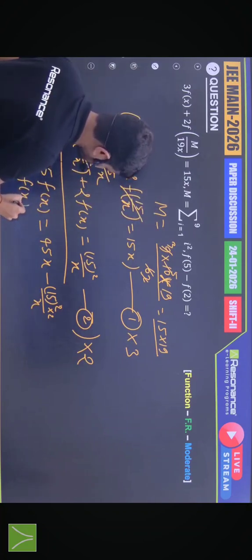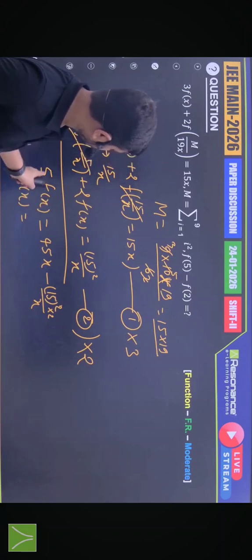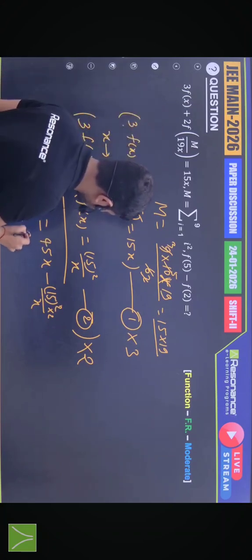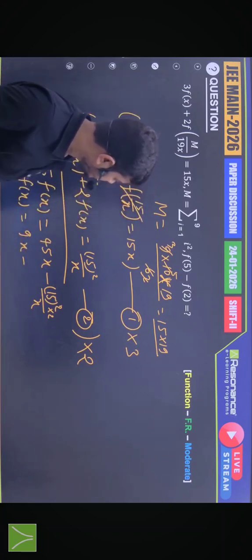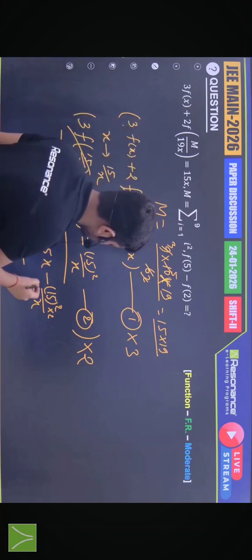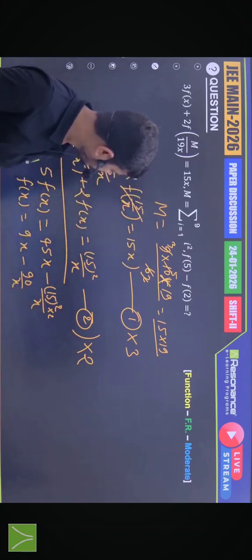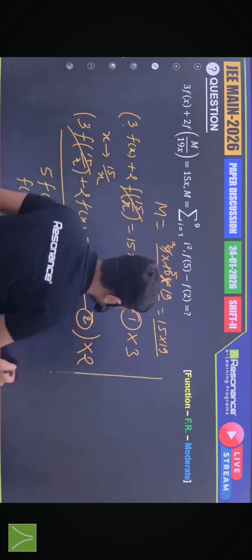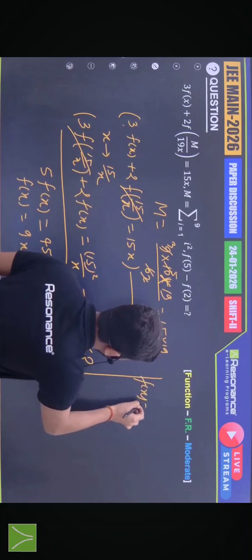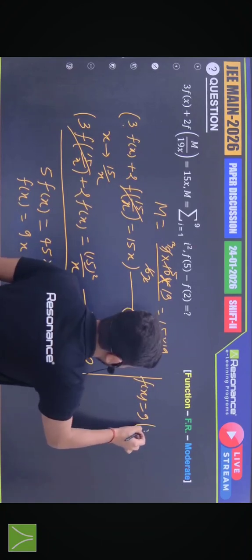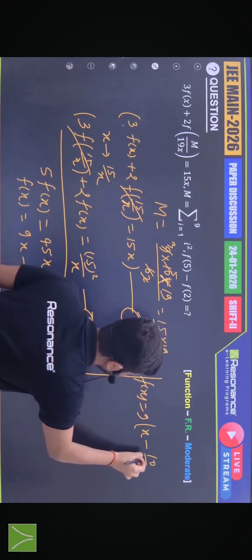f of x will become how much? You can divide by 5, and you will get 9x minus 90 by x from here. So 9 you can take common. f of x will become 9 times x minus 10 by x.